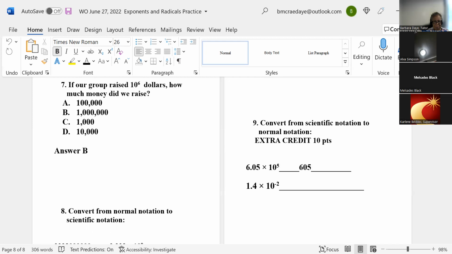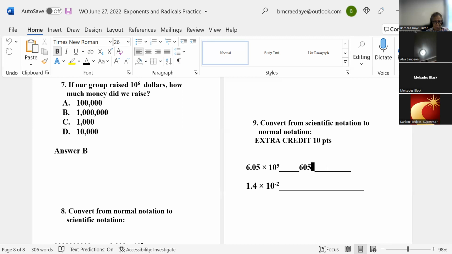Would you move it 4 places? No, how many zeros would go after? See, I've got 6.05, so I know I had 605, but how many zeros would follow this so that when I move it to the left, I get 6.05 times 10 to the 5th. So how many zeros would follow the 5?